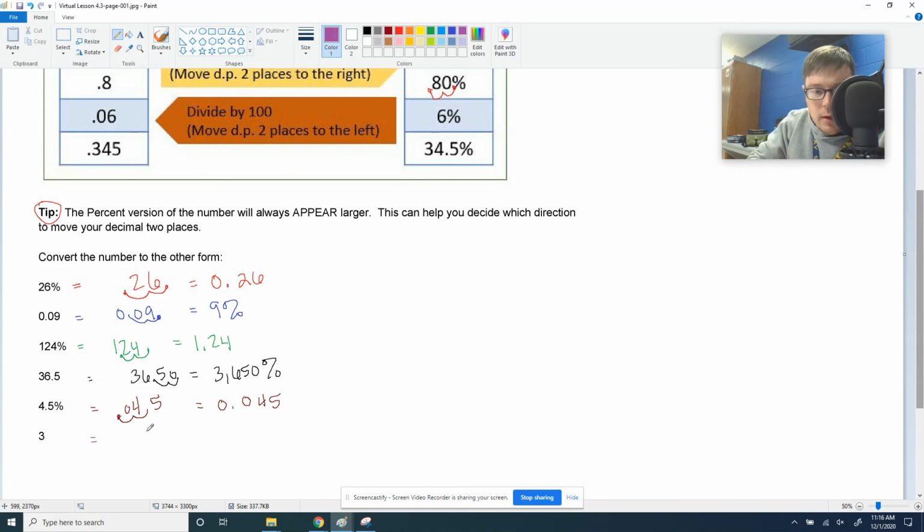The number 3 is in decimal form. Think of it as 3.0 if you would. And to make it into its larger percent looking, it appears larger when it's a percentage, we move it 2 places to the right, which would give us the number 300 as a percentage.